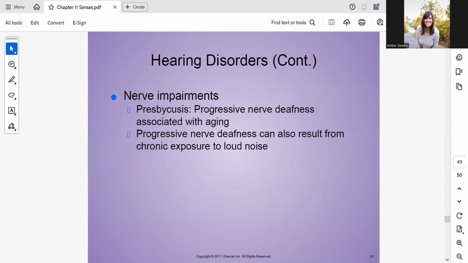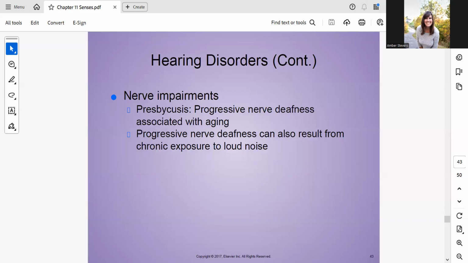All right, so nerve impairments, examples are presbycusis, which is age-related hearing loss. An example is older adults struggling to hear high-pitched sounds, such as a ringing phone or chirping birds. This is due to gradual deterioration of hair cells in the cochlea as they age.